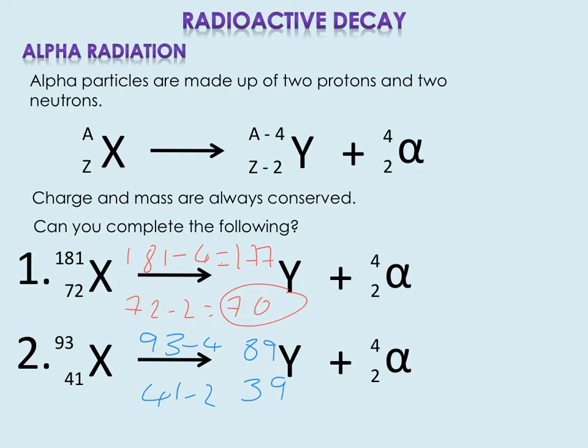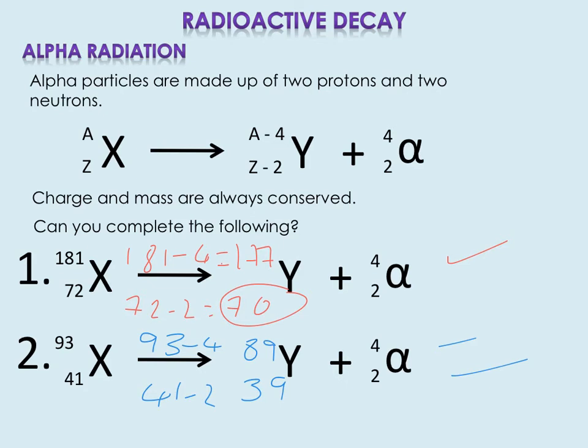After you've finished a radioactive decay like this, you should always try and add them back together. So 89 add 4 gives me 93, so that will be correct. And 39 add 2 will give me 41, so that one will be correct. If we go to the one above, 177 add 4 gives me 181, which is correct.